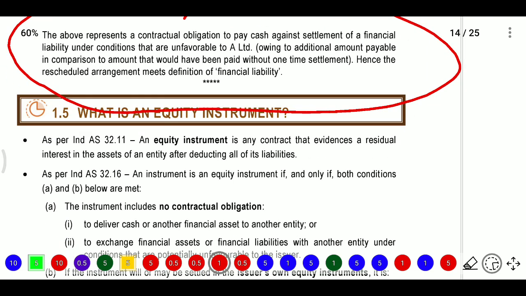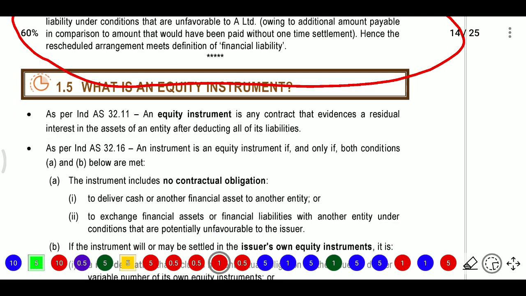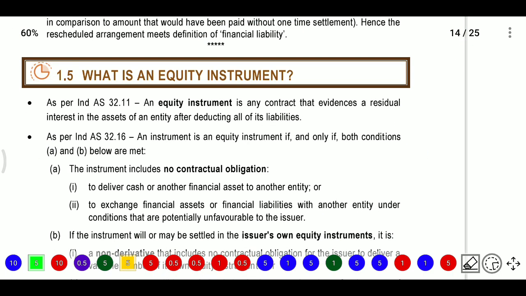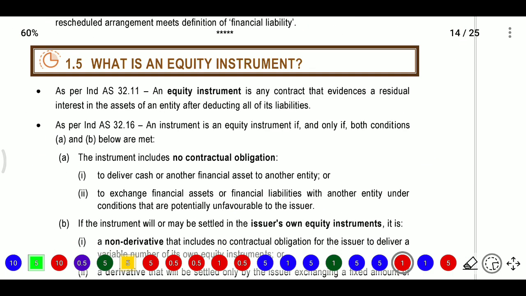Even though that rescheduling is there, they have an obligation to pay cash, so when the obligation is to pay cash, it will become a financial liability. After that we need to know about equity instruments. So what is an equity instrument? We started with financial assets, and after completing that we have seen financial liabilities. Now we need to see equity instruments.